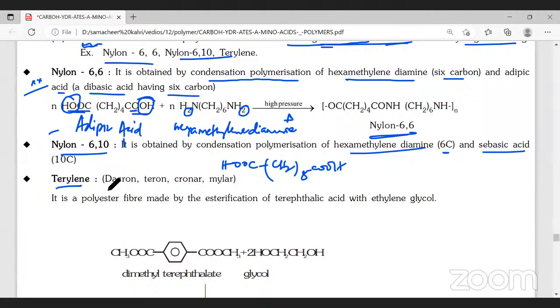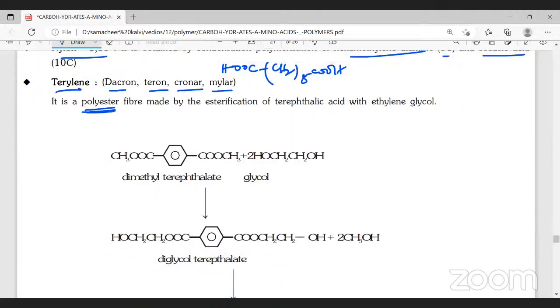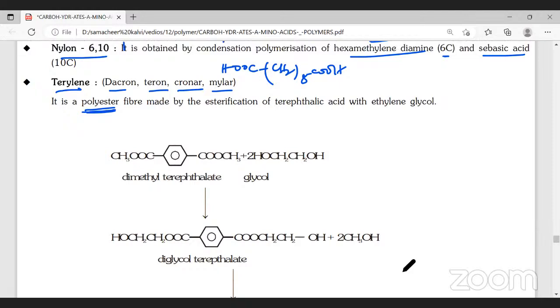Terylene is also an example for a fiber. Terylene is otherwise called dacron, terene, crimplene, mylar. It is a polyester. Here the linkage is amide linkage, whereas in terylene the bonding is polyester. The monomeric units are held together by an ester bond. Now, dimethyl terephthalate, terephthalic acid. Now, this is benzene.